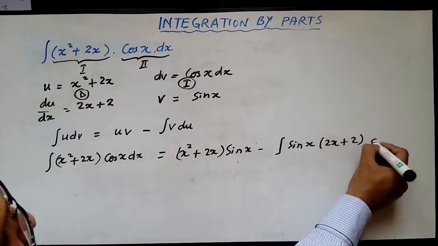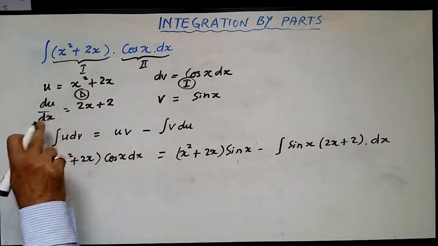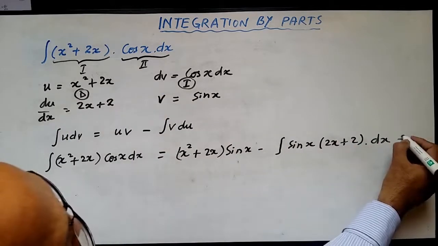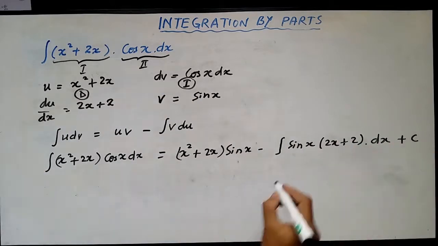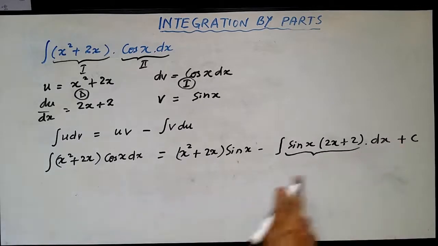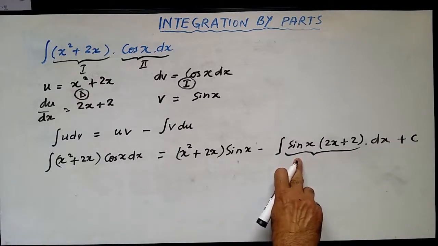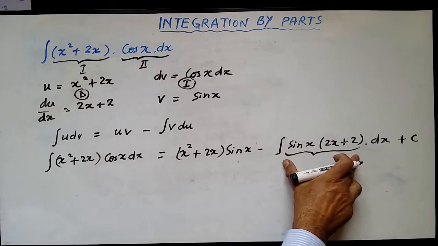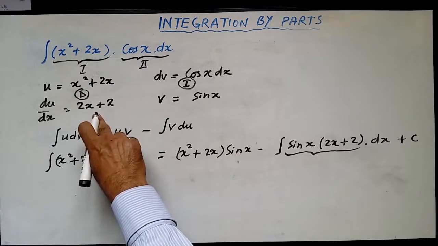2x plus 2 dx. Here du is equal to (2x plus 2) dx, and we add the constant of integration. Now again we see that this one is a product of sine of a function and an algebraic expression.